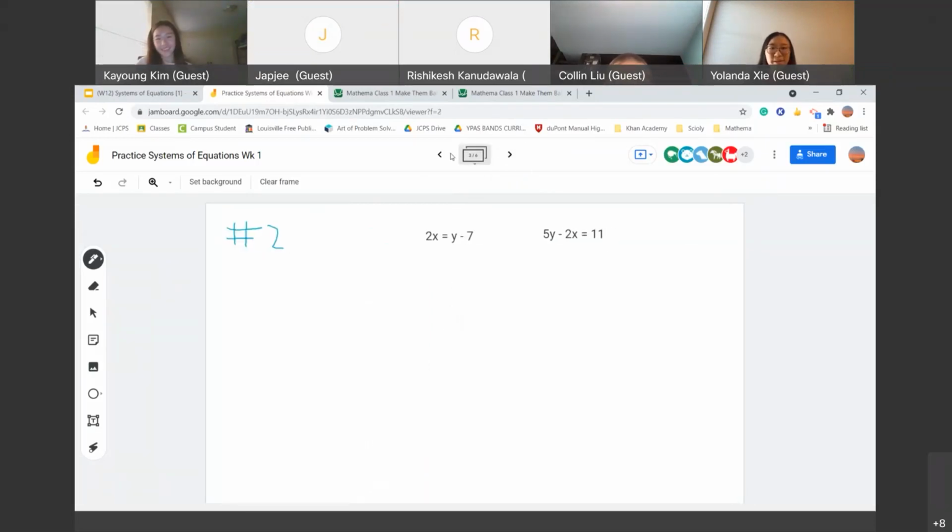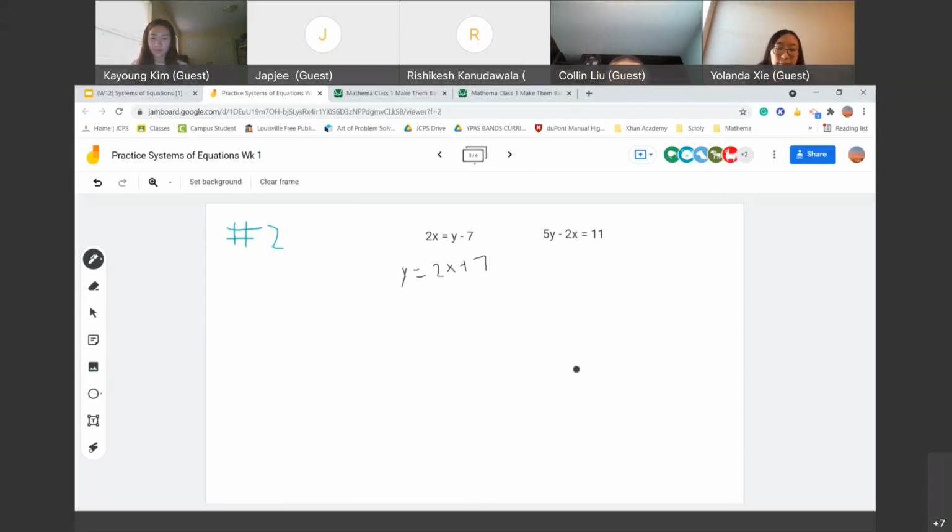All right, so problem 2. This one's going to be a bit trickier, but we're going to use the substitution method, okay? I'll give you a hint. I'll rewrite one of the equations to make it easier, and then someone can tell me how we might use substitution for this. We're going to take that first one and add 7 to both sides. That puts y on one side all by itself. So we get y equals 2x plus 7.